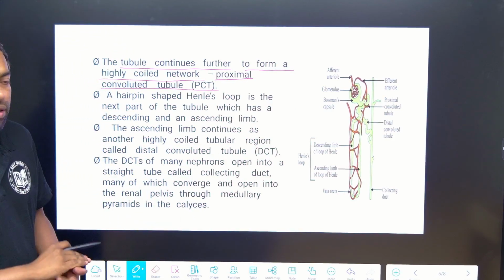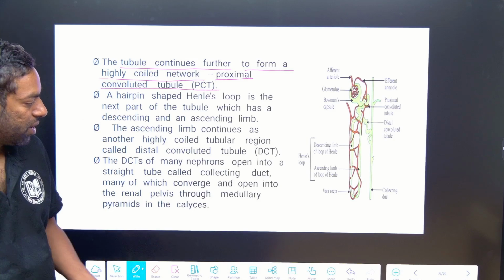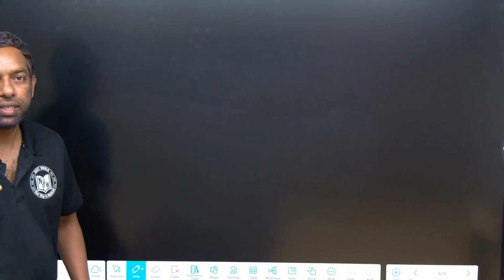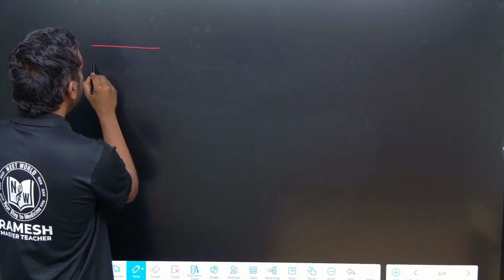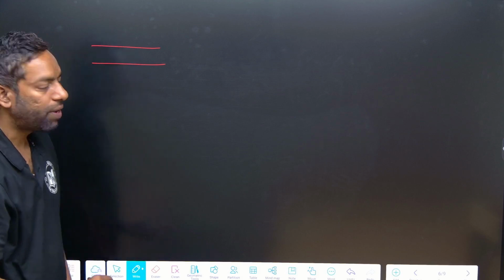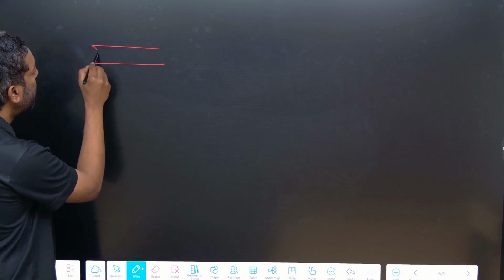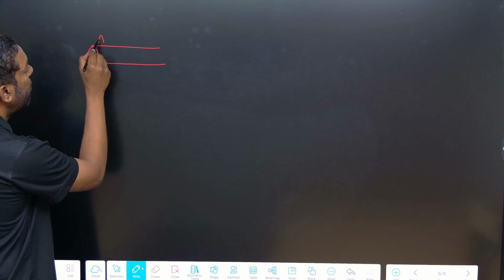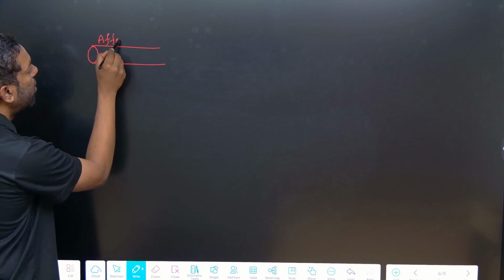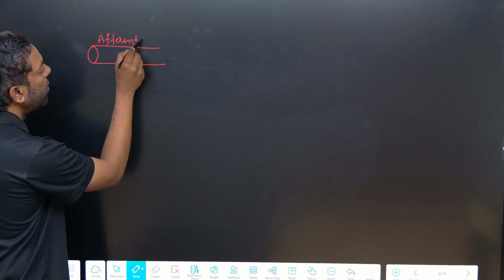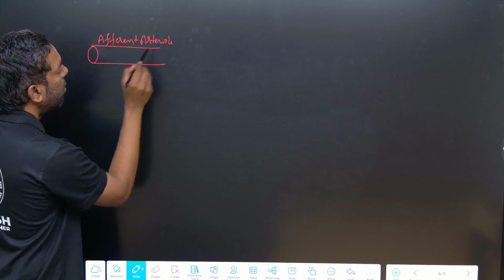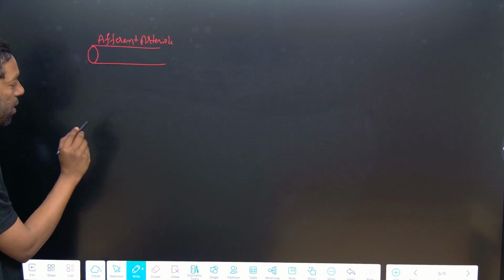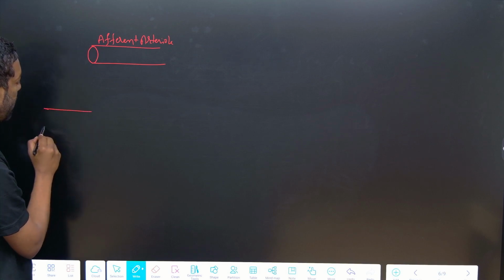Now we are going to discuss the nephron. What is the nephron? As we discussed, this is the efferent arteriole. But first, what is an arteriole?